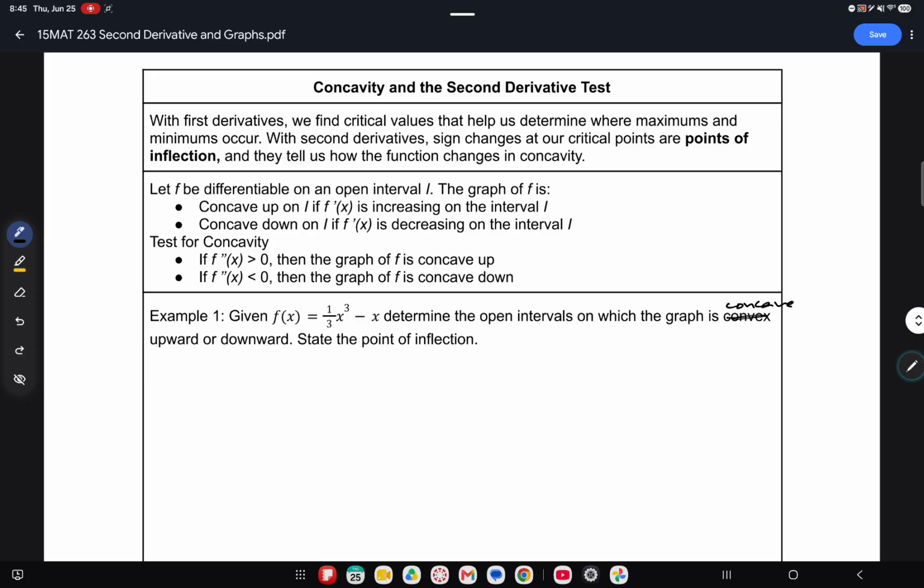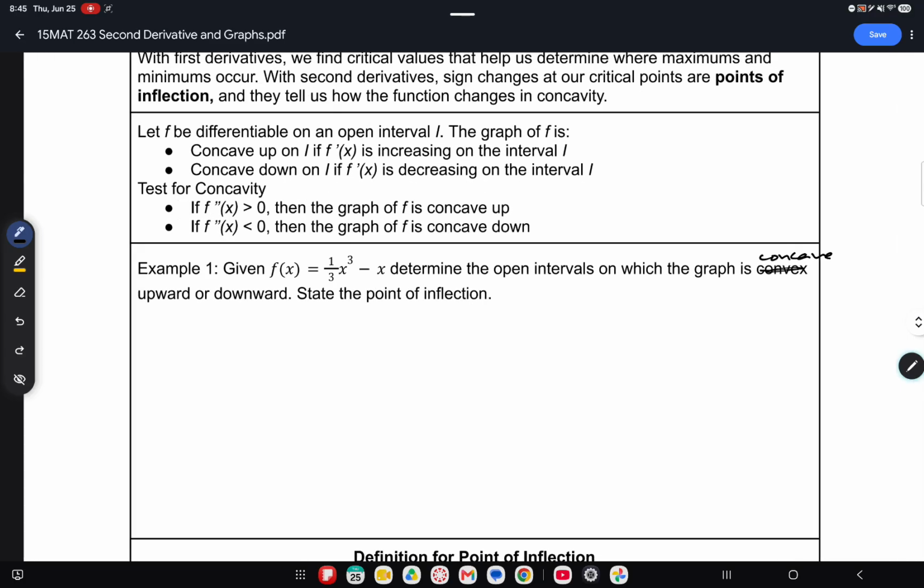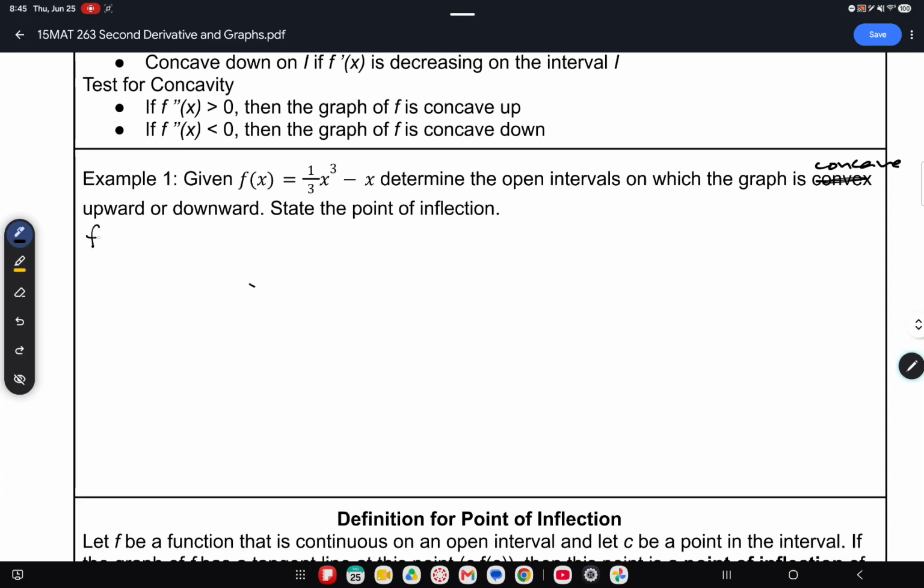So, alrighty. Let's see, determine the open intervals for which the graph is concave up or down, and then state the point of inflection. Alrighty, so we need a second derivative. So to find the second, we need to find the first. So that's going to give me x squared minus 1. And then the second derivative is going to be 2x. So find my critical points here. So that's just going to be x equals 0.